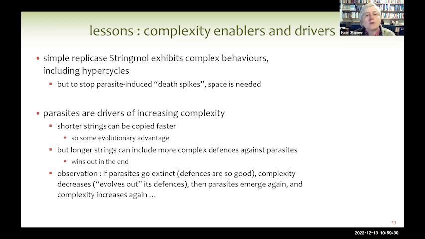But in that region where I showed you where the parasites went extinct for a while, the defenses were very good, and the complexity decreases. The strings actually evolve out their defenses. They don't need them anymore, so they can evolve them out to become shorter. They're still replicators, but they're shorter, so they can evolve faster, so they're having evolutionary advantage. But now they haven't got the defenses, the parasites emerge again, and the complexity increases again. And so it really is the parasitism that seems to be driving the increase in complexity here.